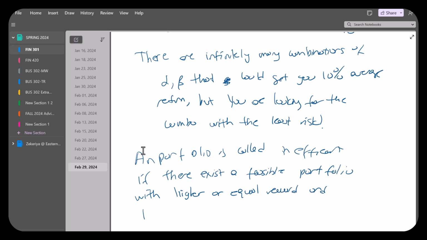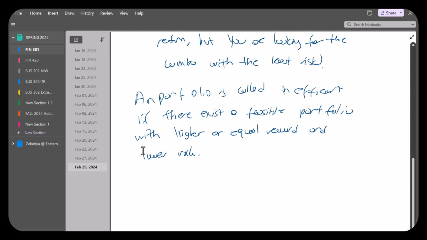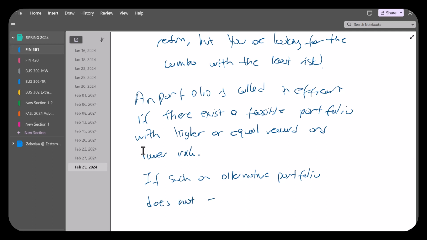If there does not exist such a portfolio, if you cannot improve both reward and risk, that portfolio is called efficient. If such an alternative portfolio doesn't exist, the portfolio in question is efficient.